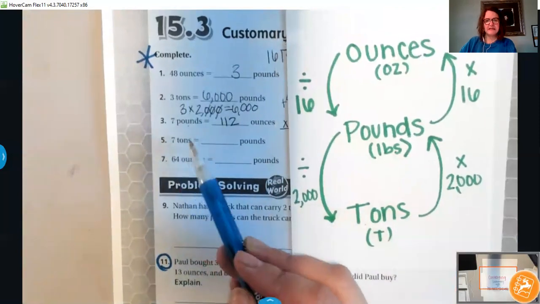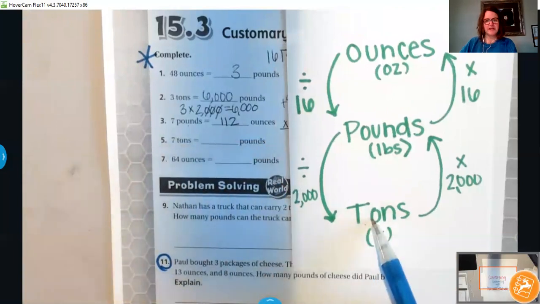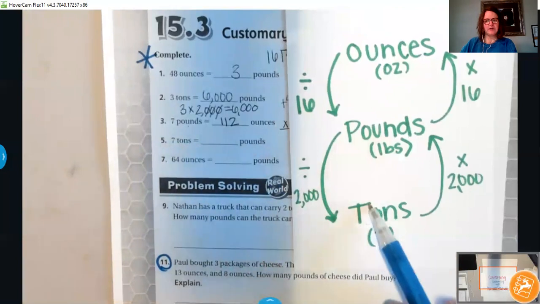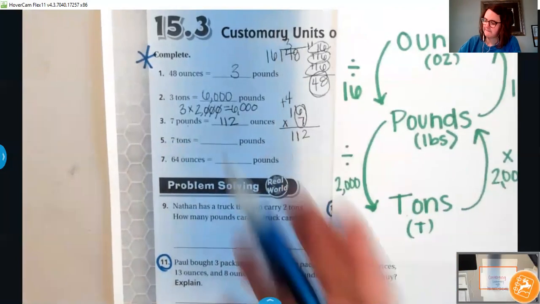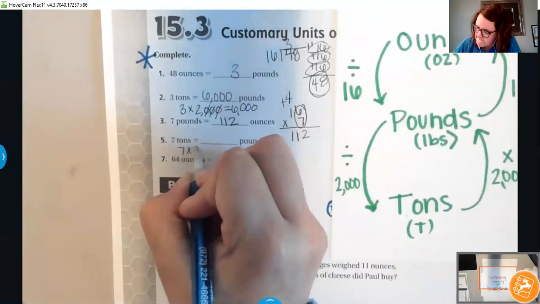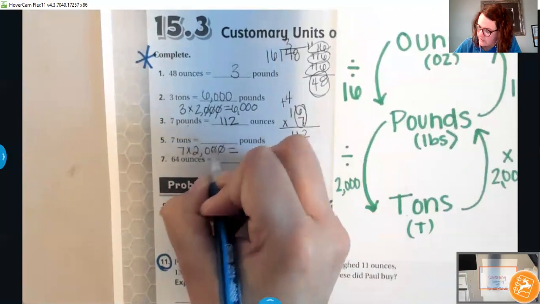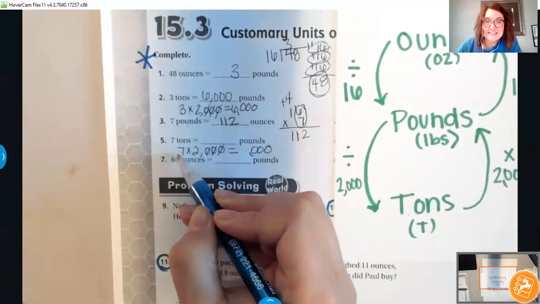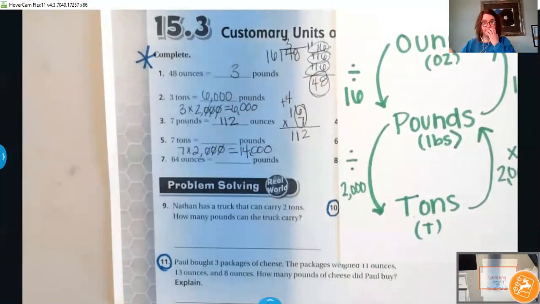Seven tons equals blank pounds. So I'm going from tons to pounds. I've got 7 tons, so I'm taking 7 times 2,000. Let's cross those zeros off and put them in my answer. And now I've got 7 times 2. 7 times 2 is 14.